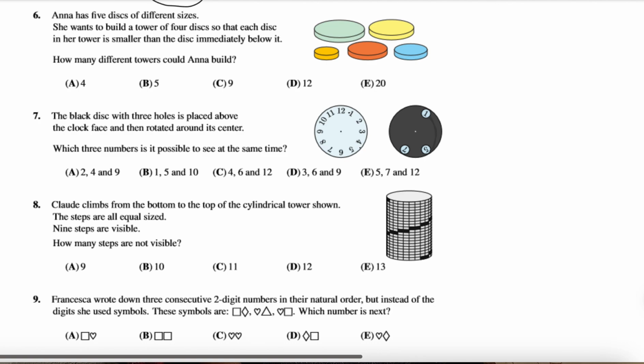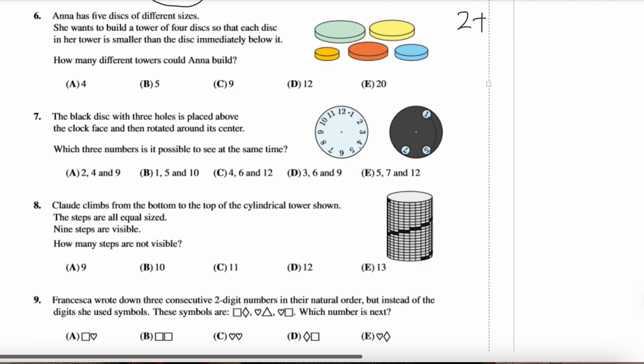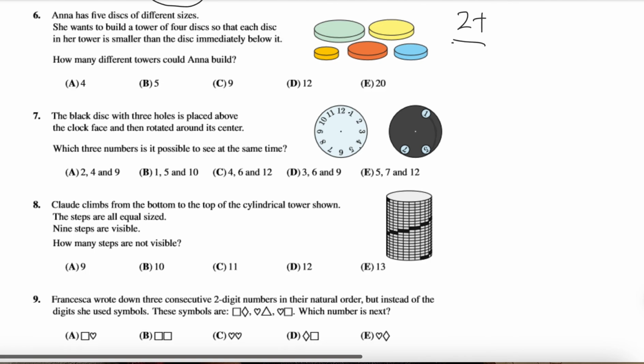How many different towers could Anna build? So first, if you have these 3 discs, then these 2 big discs could both be at the bottom. So you have 2 possibilities now. The next one, you don't want to think of these 3 discs being together because you already have all of the cases. If you think about these 3 discs being together, then you would be counting the same thing twice. So now you could look at this disc and this disc.